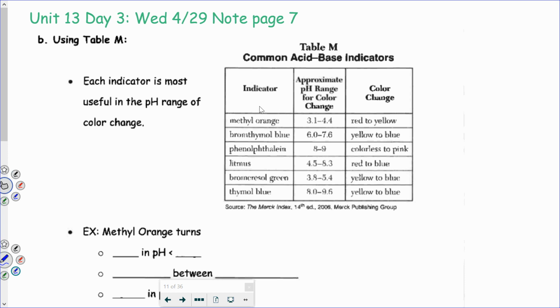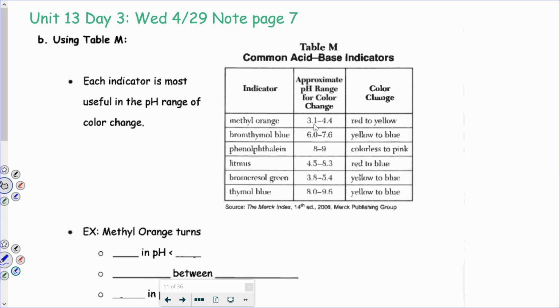So let's kind of go over how this works using methyl orange. How you read this is, for methyl orange, if the pH is less than the number on the left, so the number on the left here is 3.1, then your substance will be the color on the left in the color category. So say for instance, I have a pH of 2.2. That's less than 3.1, so less than the number on the left. It's the color on the left, so it's red.